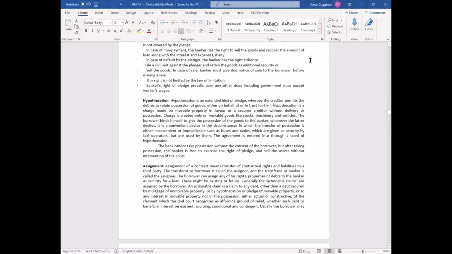whereby the debtor retains the possession of the goods. He starts using those goods on a regular basis. And then a charge is made on the movable property in favor of a secured creditor without delivery or possession. The charge is created only on movable goods like stocks, machinery, vehicles, etc.